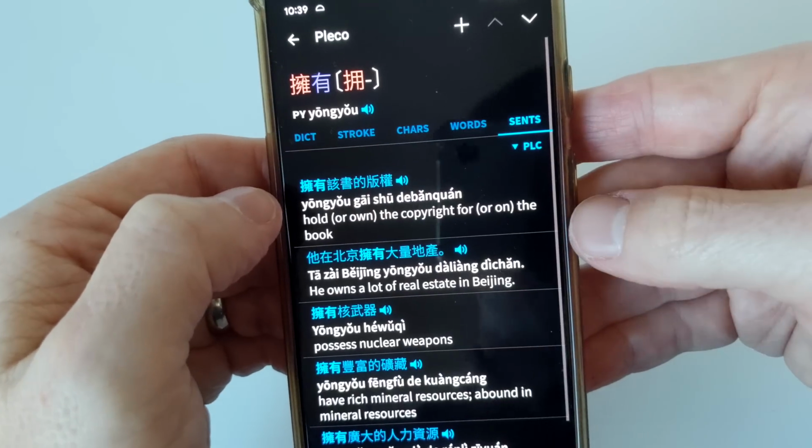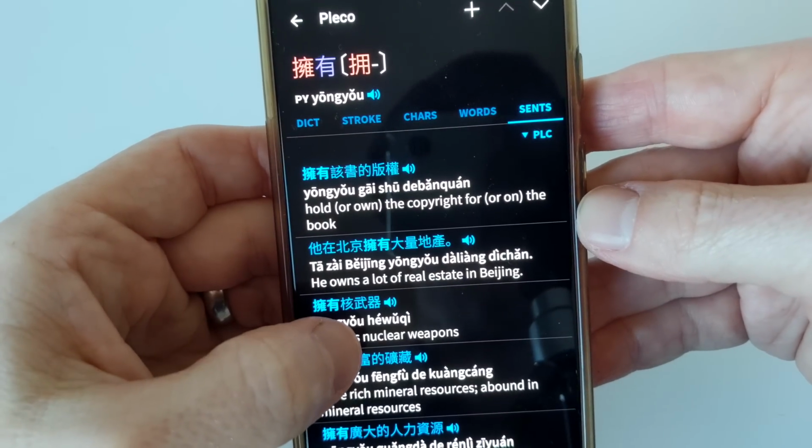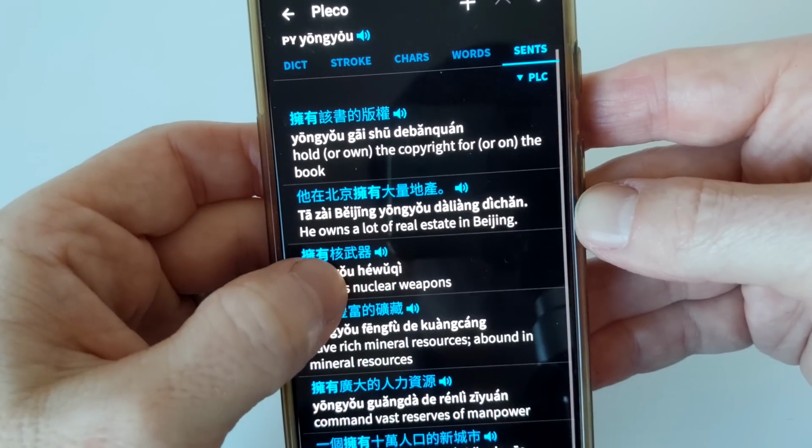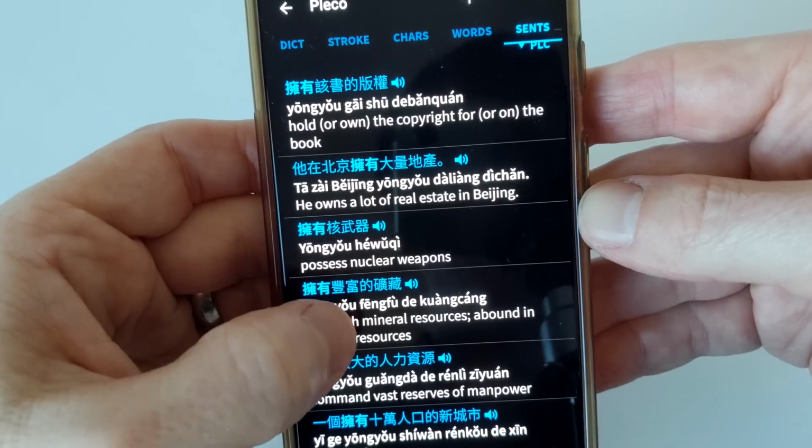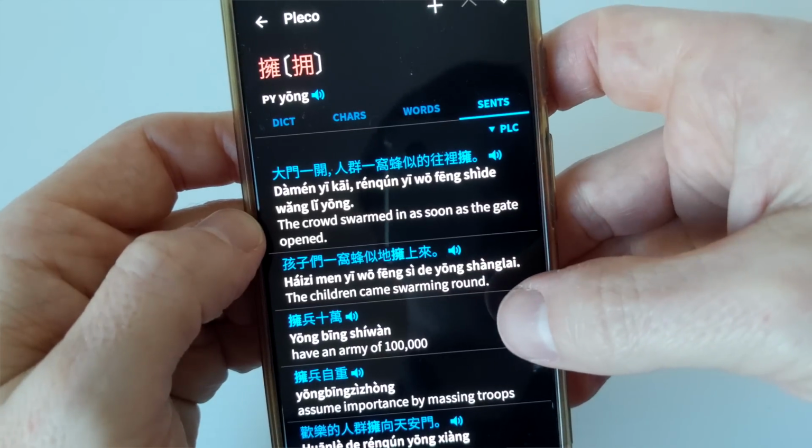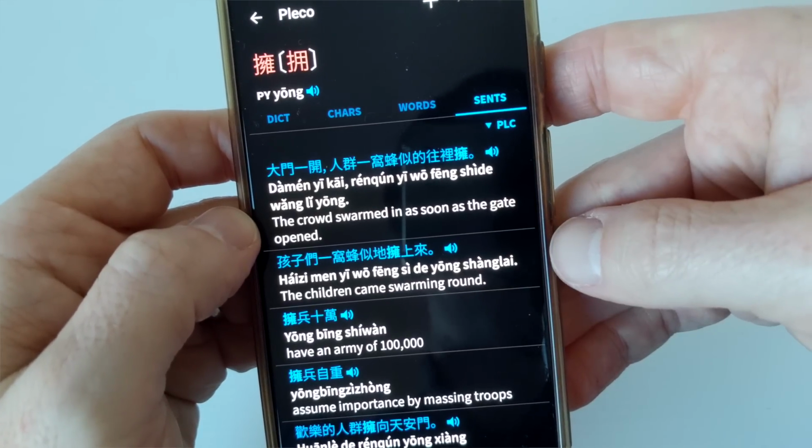An app like Pleco for Chinese language learning has a lot of examples that come with the definitions, and those examples are really, really helpful. A lot of times I go to the examples first to see how the word is being used, and then the dictionary definition is kind of unnecessary by that point.